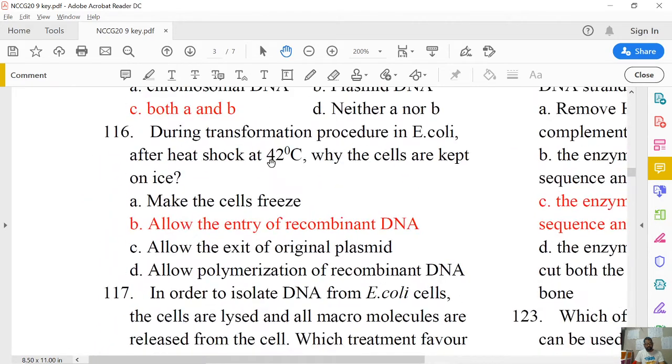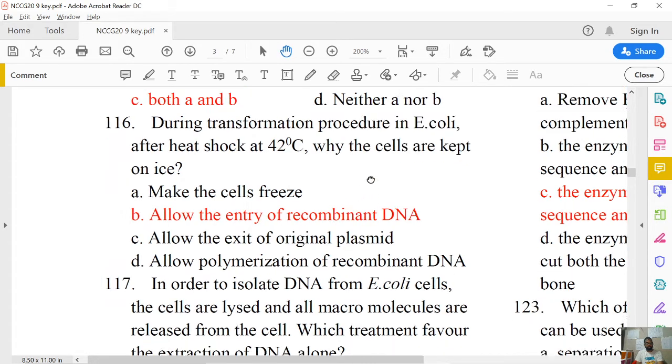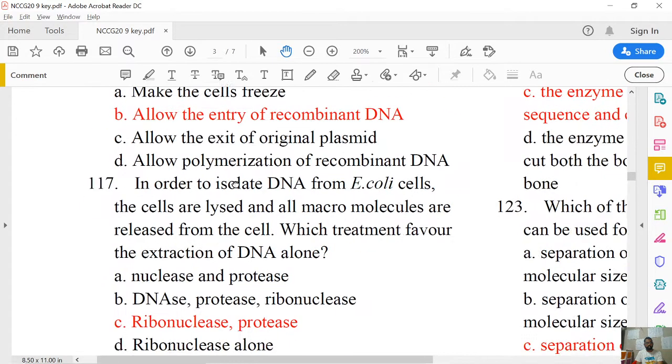Before this heat shock, we keep the cells along with divalent cations, where the porosity of the cell wall is increased and it will come close to the plasma membrane, after which we'll perform this. That is, initially keeping on the ice, and after that giving a heat shock and again transferring back onto the ice. So all this is to allow the entry of recombinant DNA.